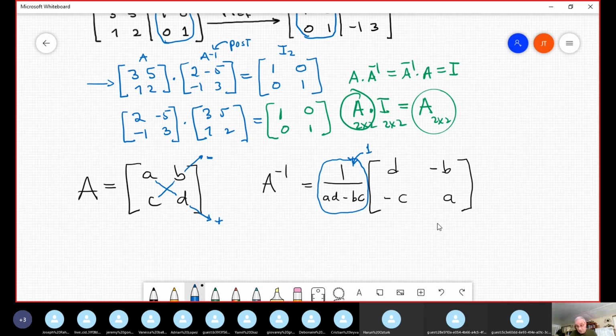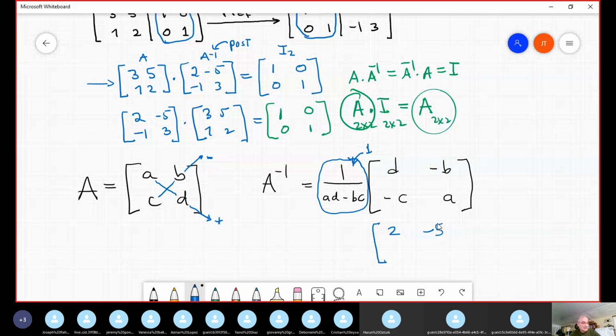You understand? The 1 is invisible in the multiplication. Let's start with d. D is 2. Look, it is this guy, the last one, d is 2. Then minus b, and b is 5, so minus 5.